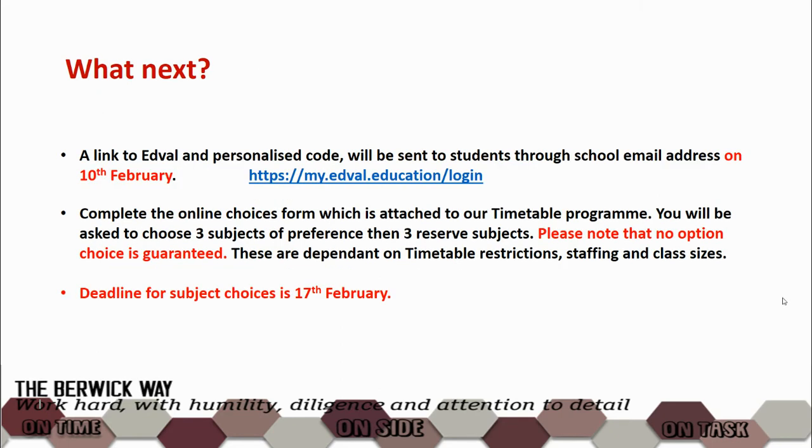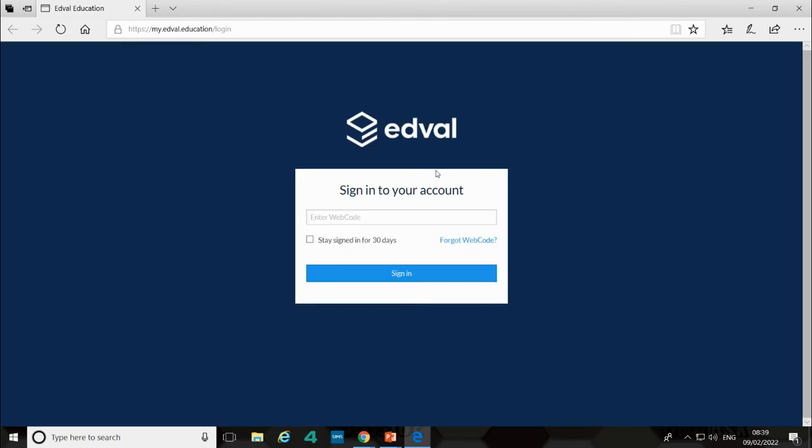So, onto the Edval platform. This is our timetabling platform, which will hold all your choices, all your preferences for your options subjects. A link will be sent and a personal code to the students through their email address on the 10th of February. I'm going to take you through how this works and how you actually log into the Edval site. So as I say, this link that I'm going on now and a login will be sent to each student through their school email address.